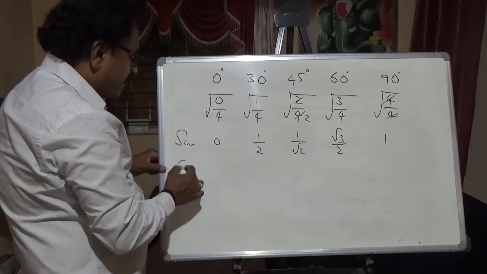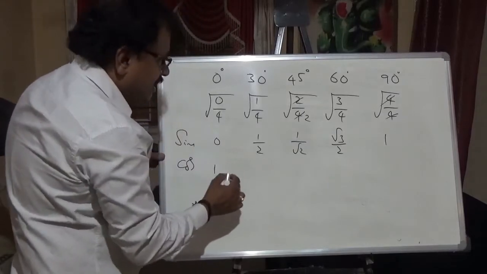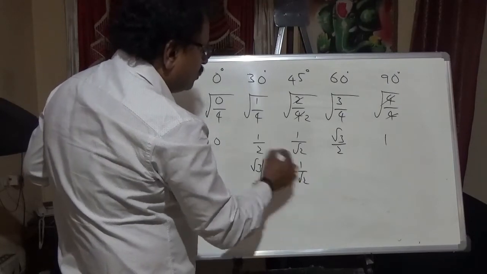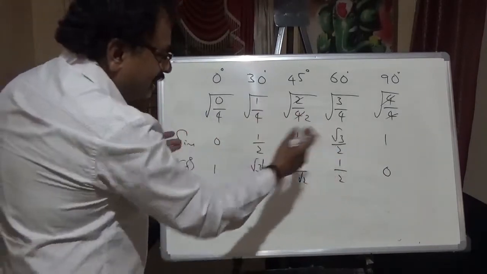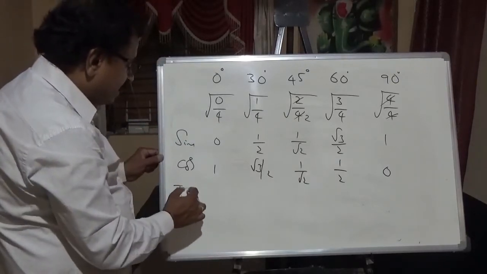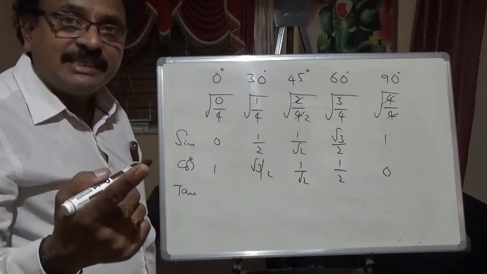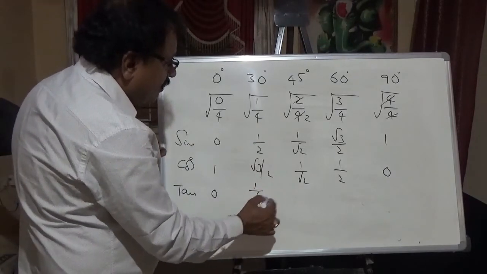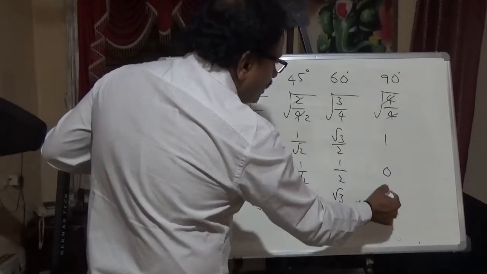Sine 90 is 1. How can you find cos values? Reverse it. 1 right here, root 3 by 2, 1 by root 2 is 1 by root 2 here only, 1 by 2 will come here, and 0. We are interchanging the values, and the middle value will be the same. Just now we discussed sine theta by cos theta is tan theta. So sine by cos: 0 by 1, 0. 2 cancel, 1 by root 3. 1 by root 2, 1 by root 2 cancel, 1. 2 cancel, root 3. 1 by 0 is infinite.